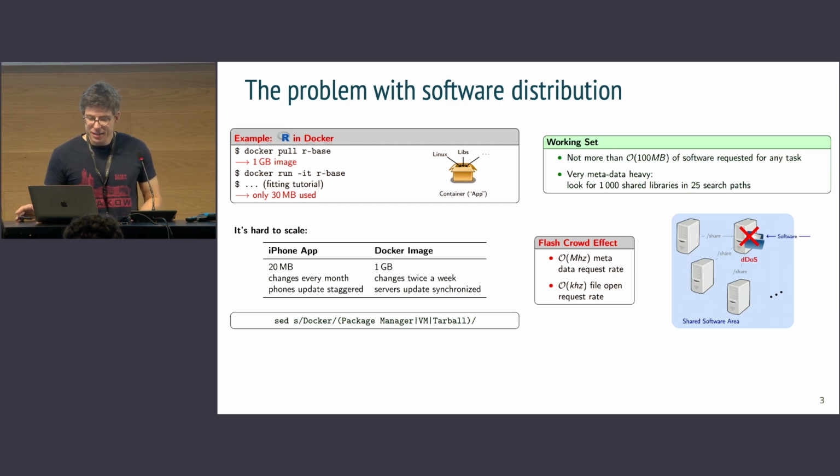In particular, software is bad because it's very metadata heavy. You do a lot of lookups of shared libraries, of paths, you have shared search paths. So in particular, if you use things like cluster file systems, this tends to put a really large load on them.